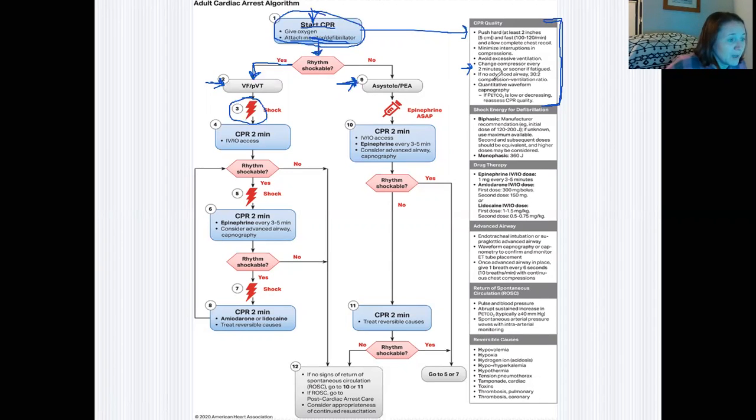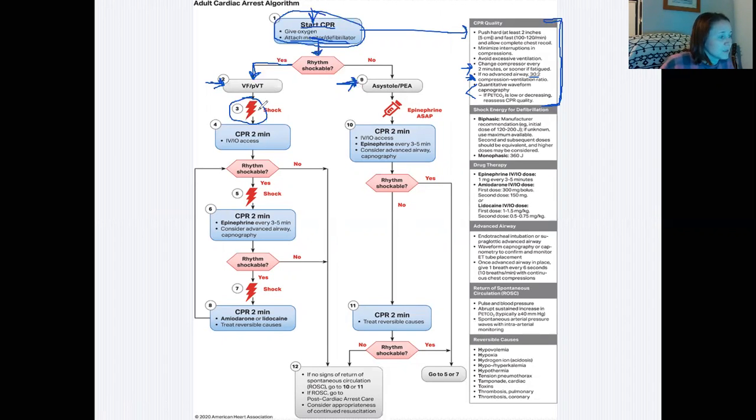So if there is no advanced airway in place, meaning they don't have a ventilator tube in, they don't have an ET tube or any type of advanced airway, we're going to do chest compressions and ventilations at a rate of 30 to 2. 30 chest compressions, 2 breaths. I'm going to talk about capnography in just a little bit, so we'll get back to that.